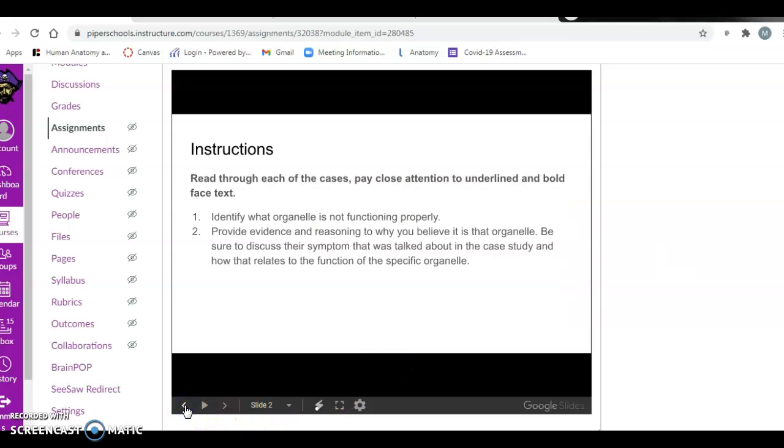You can do this in a Google Doc. You can even just make a chart and show here's the organelle and here's the reasoning. Just make sure you identify which case study you're talking about.